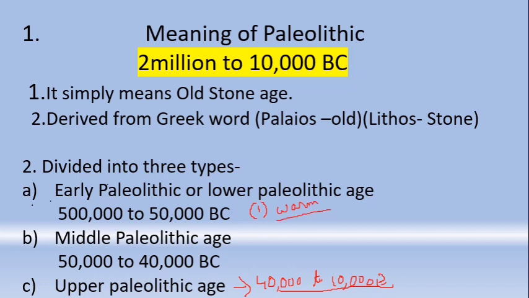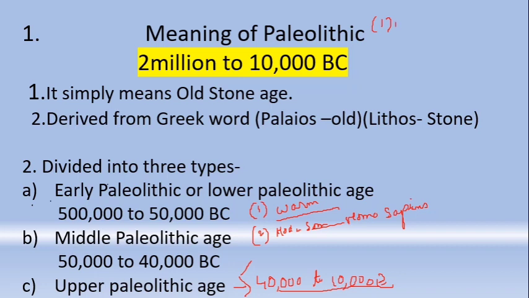So the climate started becoming a little bit warm, and number two, we found that the scientific, that means the modern man, we also call it Homo sapiens, started. Homo sapiens started existence during this upper Paleolithic age. I think all of you know this. The scientific name of modern human beings we call Homo sapiens. We have the three types.